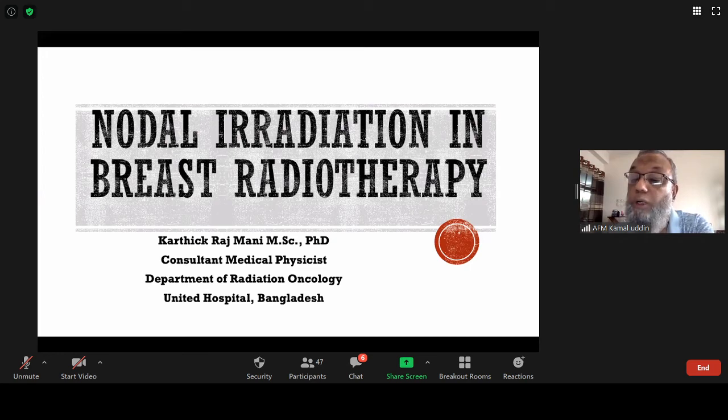tangent and at the matching supraclav, which Karthik is going to show us, which will ensure that 95% of the prescribed dose has covered level 1, 2, 3, and the supra-infraclavicular, and level 4 also, when we are treating the supraclavicular and infraclavicular nodes. So this is the factor: we need to decide which area we want to treat. It is not that I have some node kept behind. That is not that important, rather than the guideline that we are following, which will guide us about the nodal irradiation.